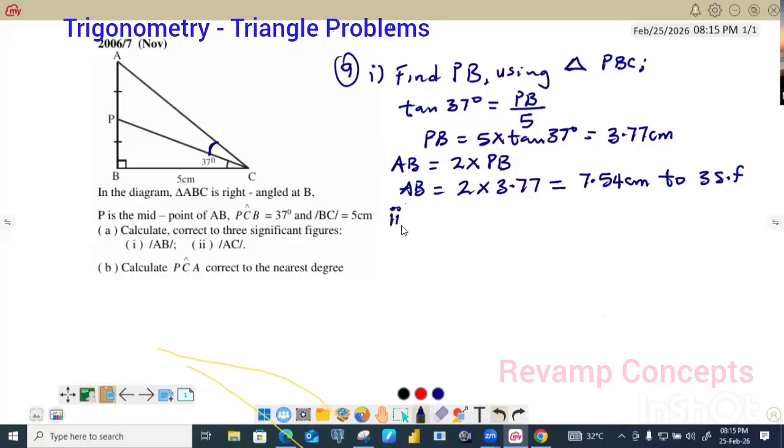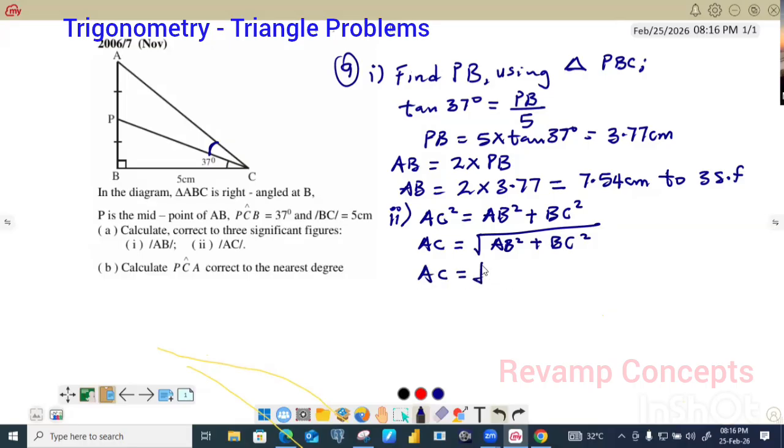Roman figure 2, we are asked to find AC. AC is the hypotenuse of the entire triangle. So we can say AC squared, using our Pythagoras theorem, equal to AB squared plus BC squared. So which means our AC can be equal to square root of AB squared plus BC squared. So AC will be equal to our AB, just calculated, and that is 7.54 squared, and BC is 5.